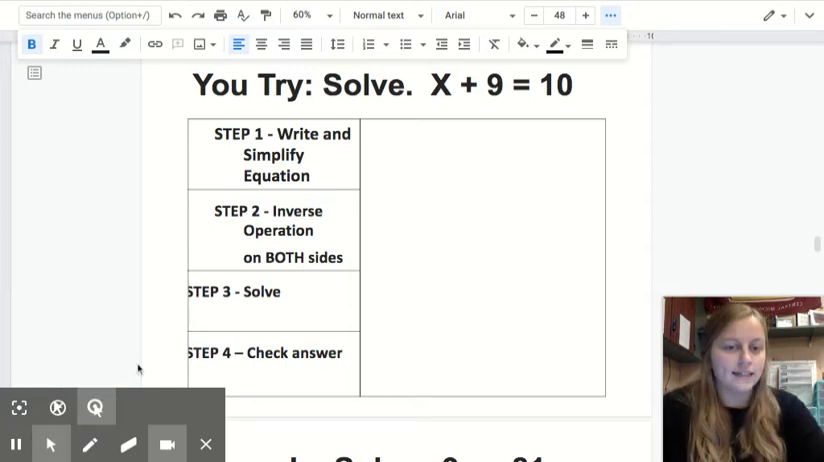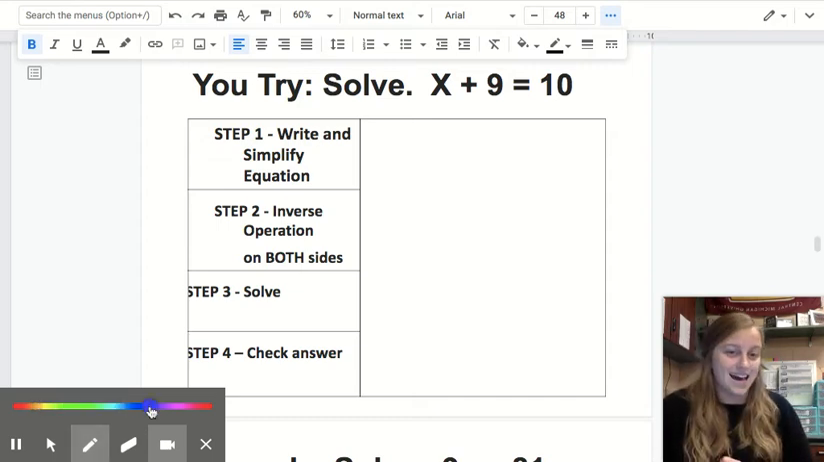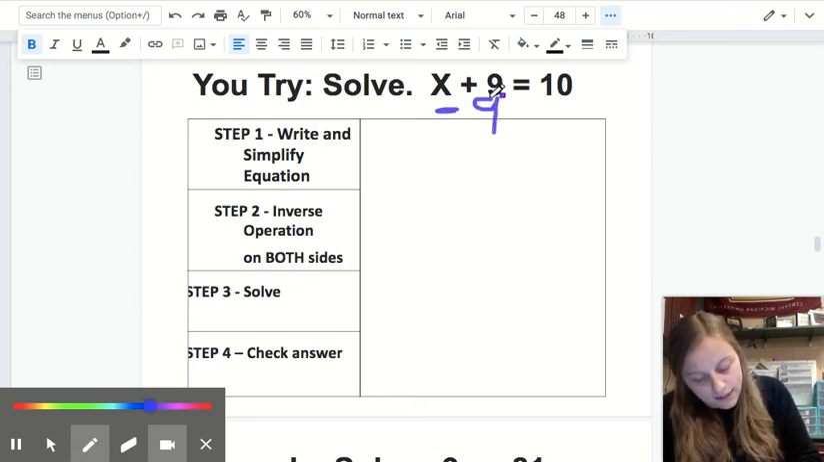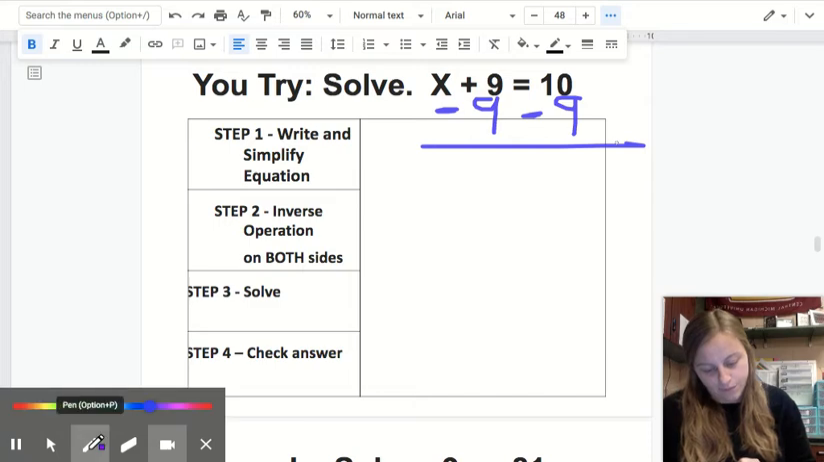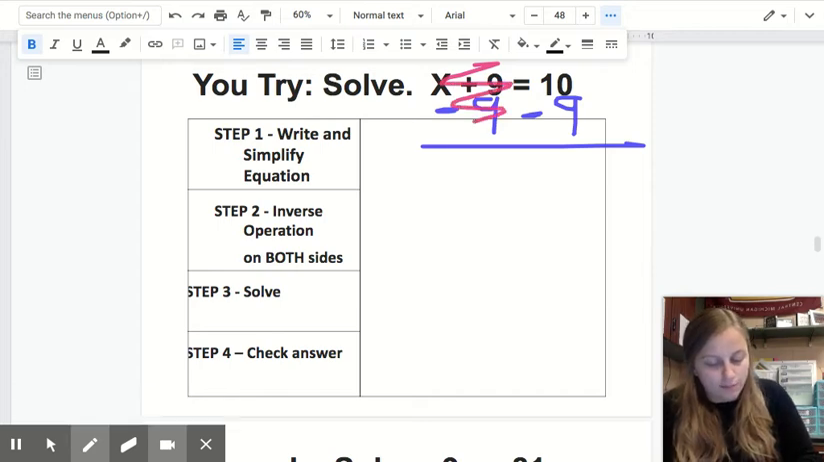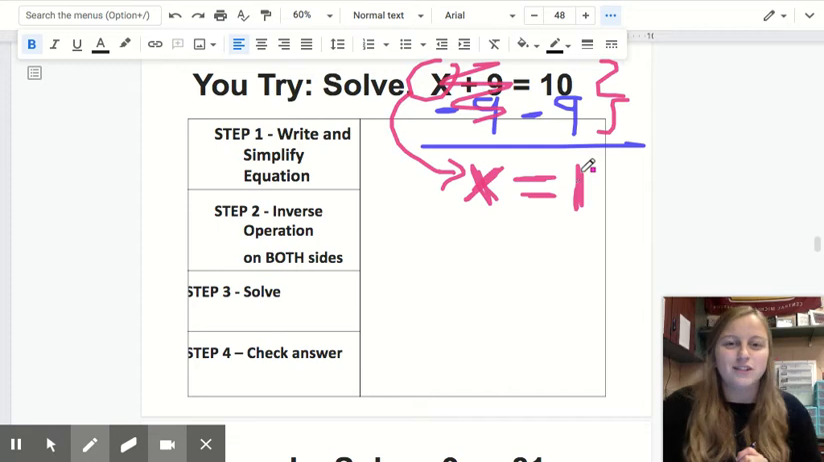All right, let's go ahead and see how you did. To get rid of a plus 9, I do the opposite, which is minus 9. But if I do it to one side, I have to do it to the other. So my plus 9 and minus 9 cancel out. All I'm left with is this x. Then I have 10 minus 9, which is 1. So I think the answer is 1.